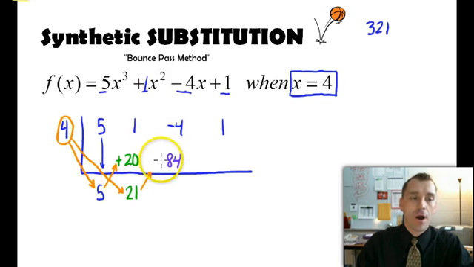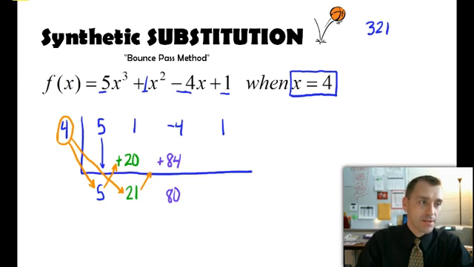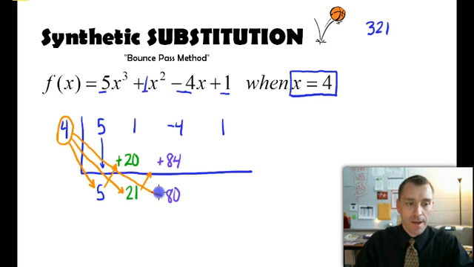And then what do you do? Oh yeah, then I add these again. So I add the top one and the bottom one, which gives me positive 80. So negative 4 plus 84 gives me positive 80. And then what do you do? Yup, bounce pass again. What a cool method, man. I love this. So you bounce past that.